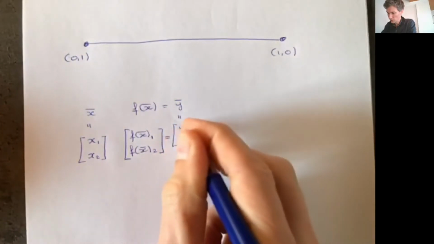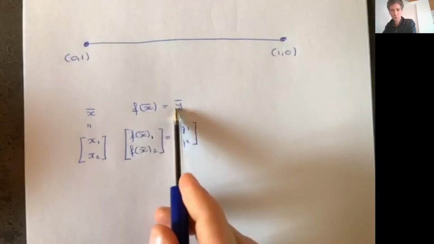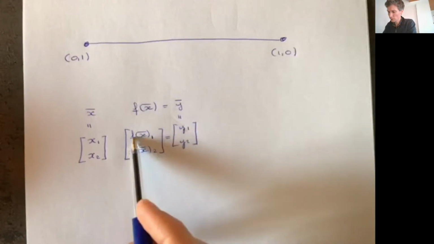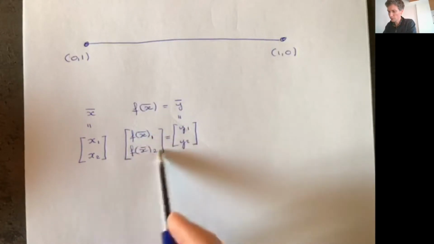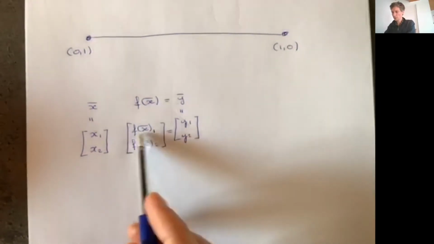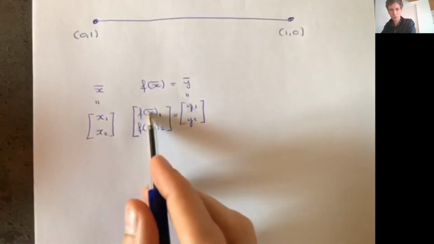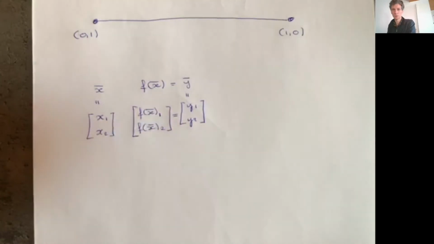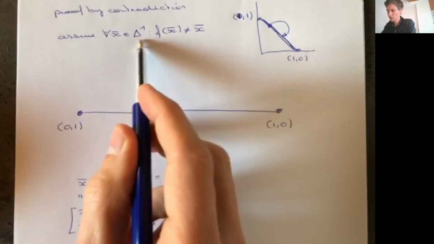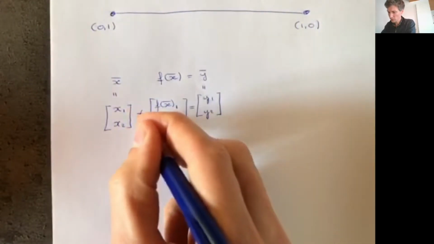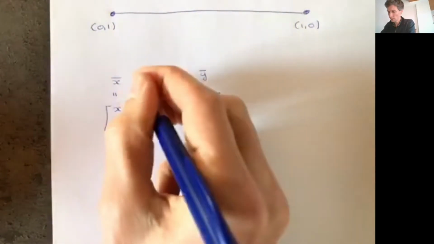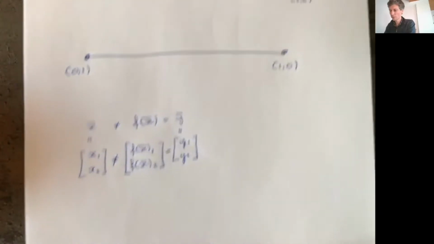Okay, so these are the same vectors, right? So if f of x is equal to the vector y, then the first component of y is denoted by this, and the second component is denoted by this. So f of x subscript 1 is the first component of the vector f of x. Okay, so these are numbers, right? These are two numbers, and these are two numbers. This is a vector. Okay. So what does this say? We assume that for every x in delta 1, this vector is different from this vector. Okay, x is different from f of x.